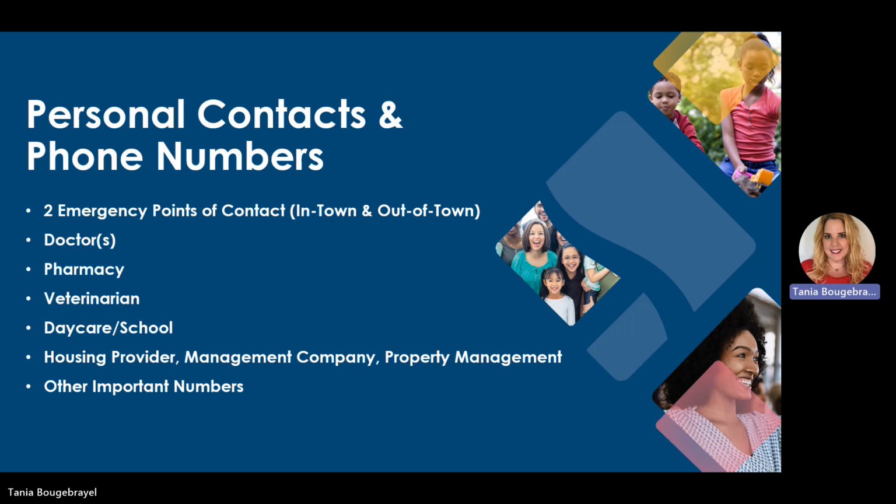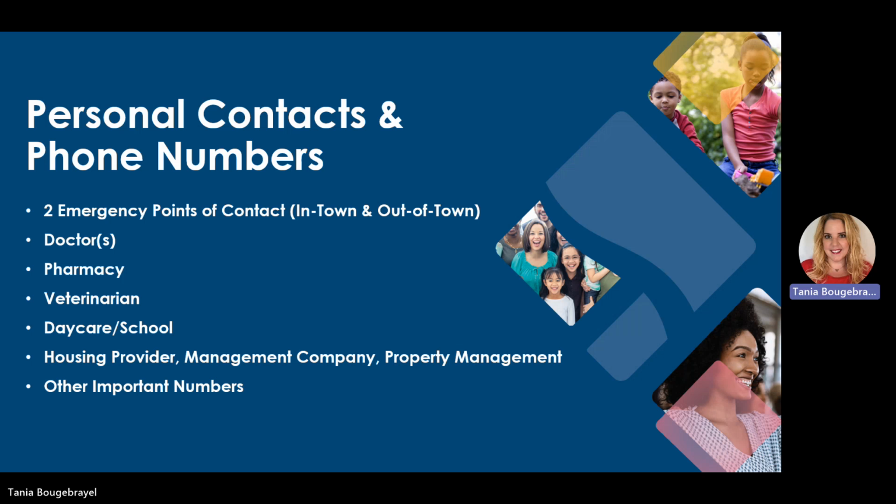Some of the numbers to consider writing down: 2 emergency points of contact, 1 in town, 1 out of town. I recommend to all attendees of this course that they have 1 point of contact both in town and out of town. In town, this could be a member of your household. Out of town, in case members of your household are unable to get in touch with each other, there is 1 person outside of the area that you can both report to.